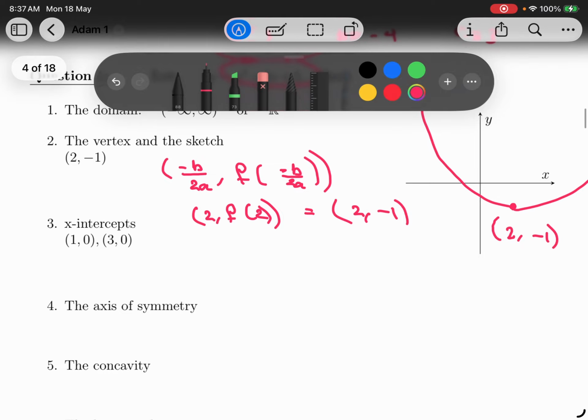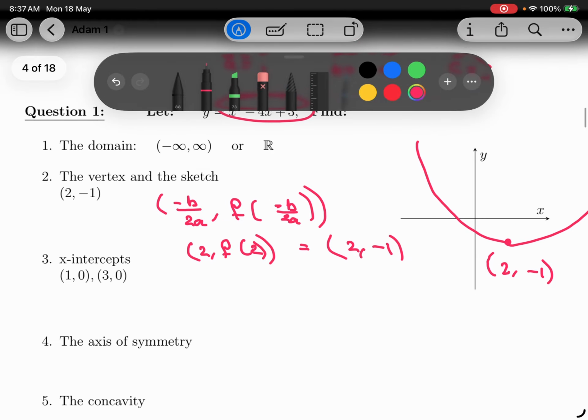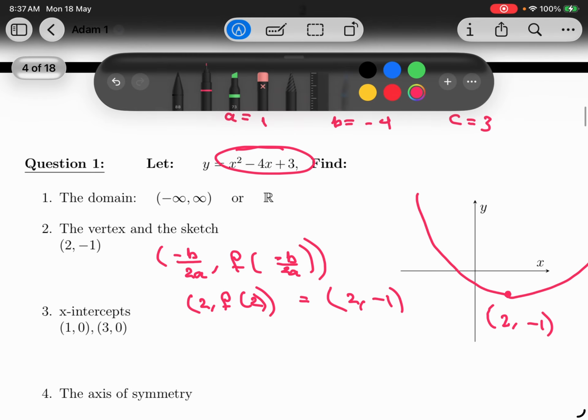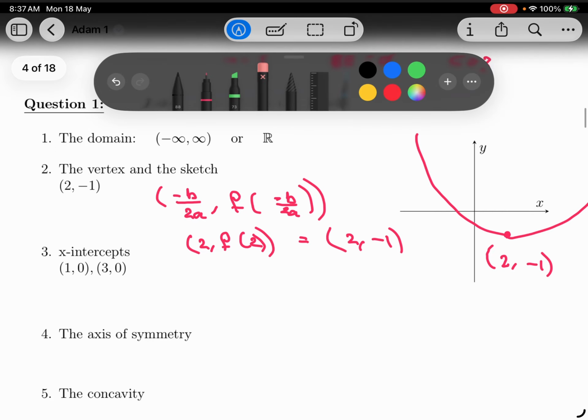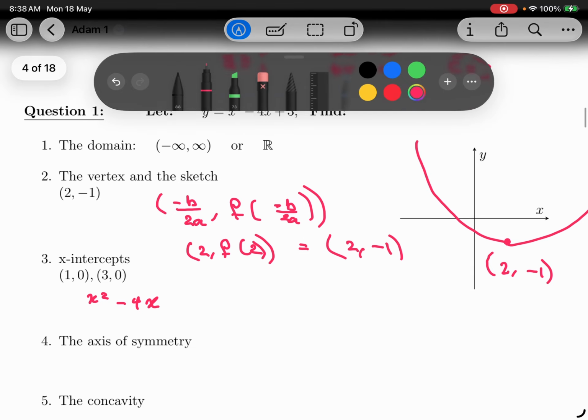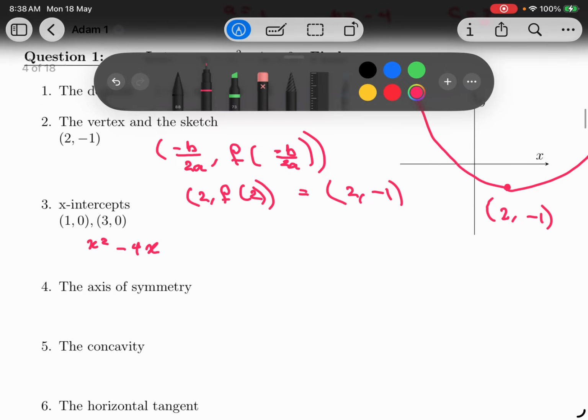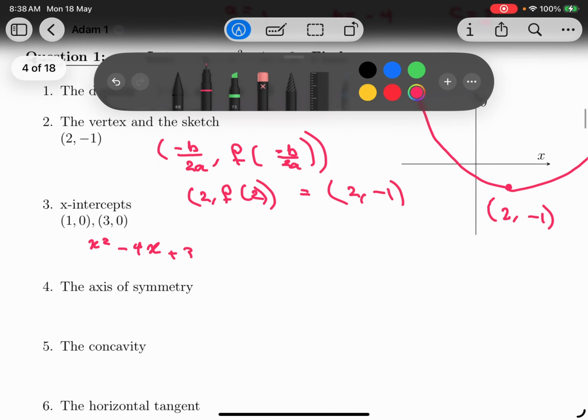So we have the vertex. When it comes to x-intercepts, how do we find the x-intercepts? Here I will rely on what we call factoring. I will make it equal 0. X-intercept means that x squared minus 4x plus 3 equals 0.